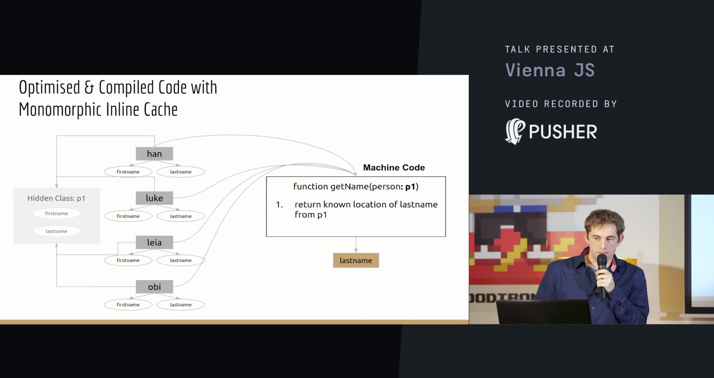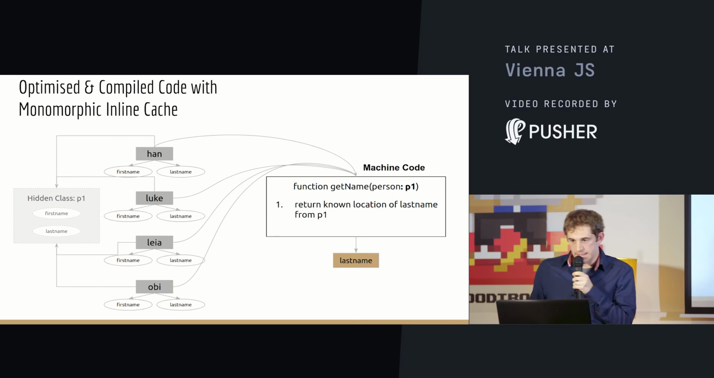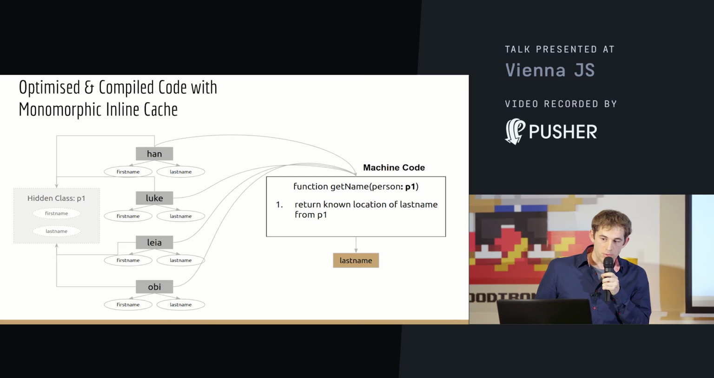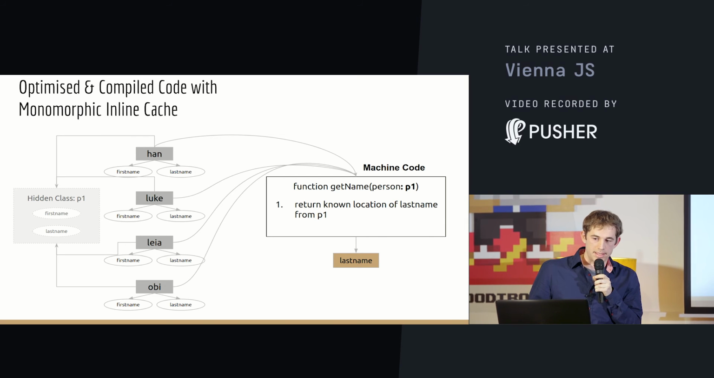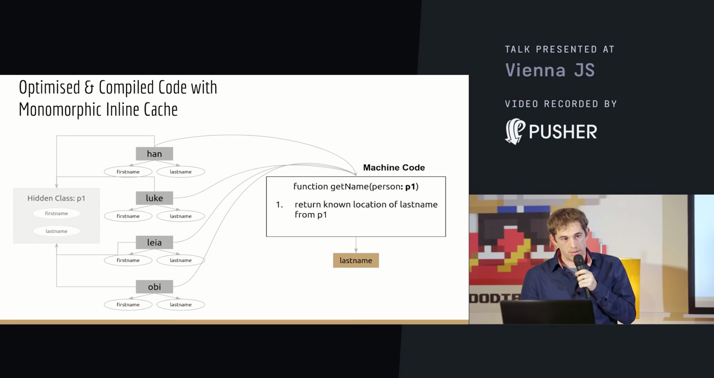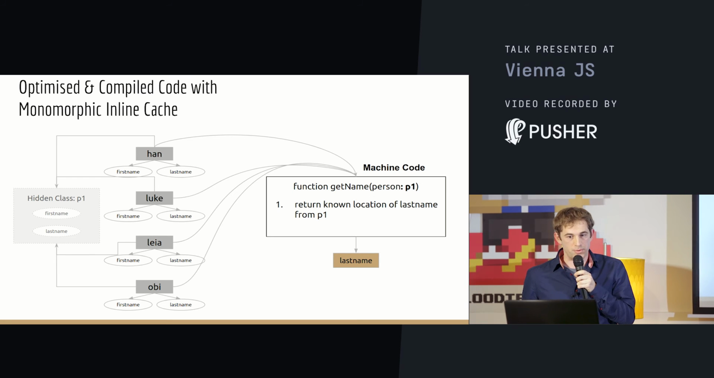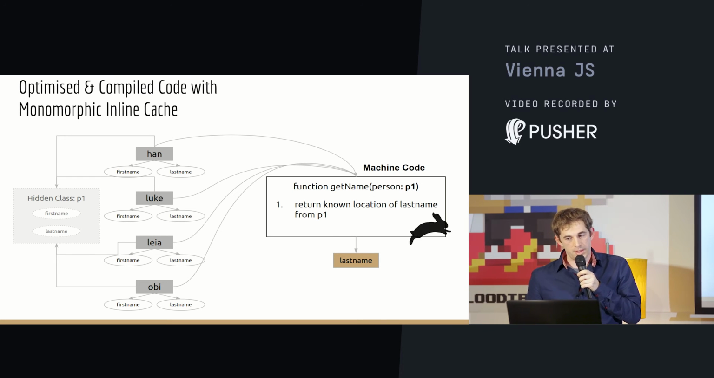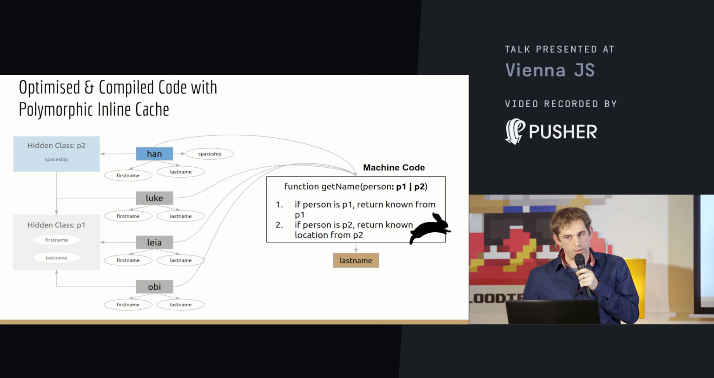So the situation now looks like following. We have an optimized function that also works with a hidden class and doesn't need to look up the property anymore. This is how inline caching works, and this one's called monomorphic inline cache because the function is called with a single hidden class only. So there might be a situation, and that's what we've experienced before, that there are more hidden classes.